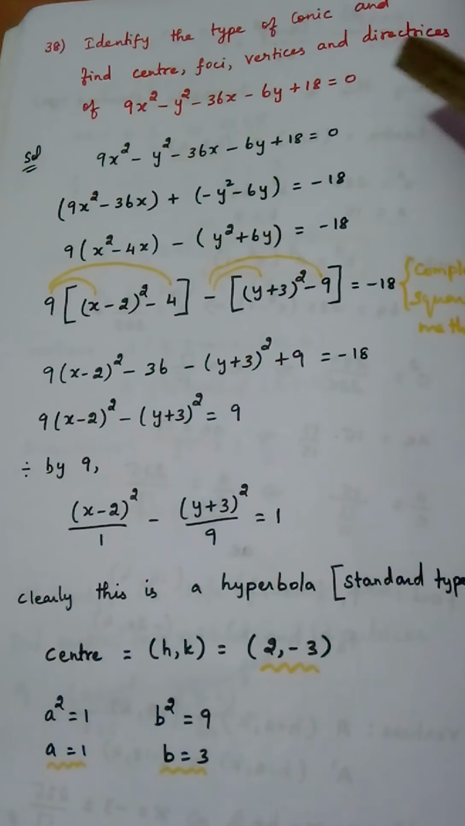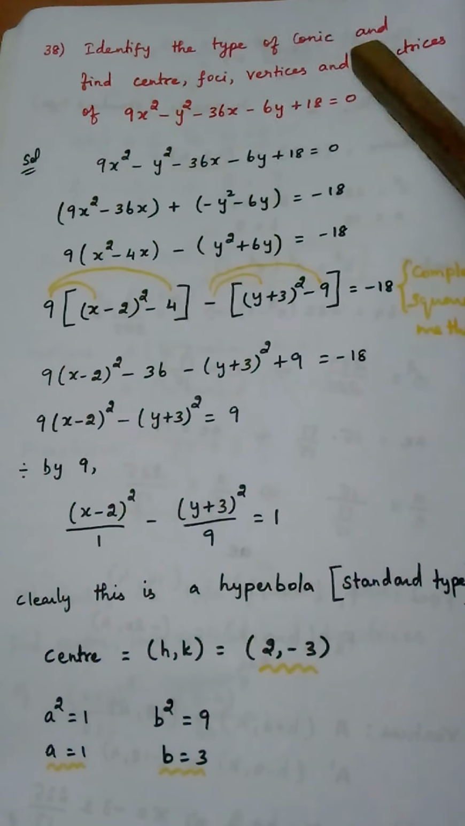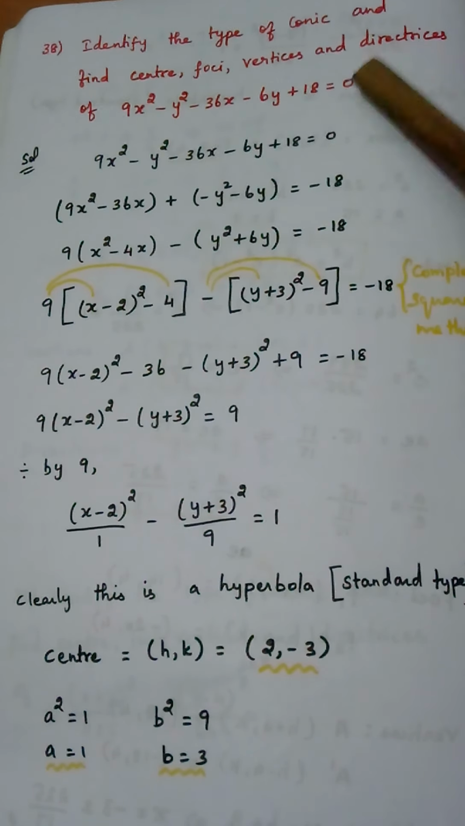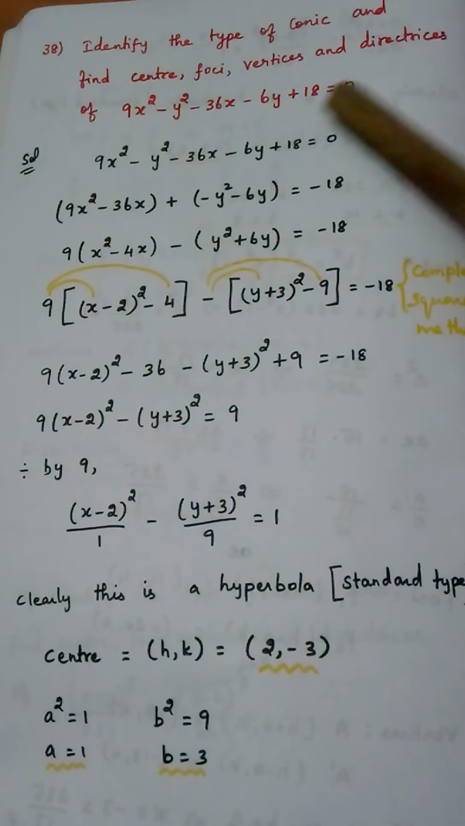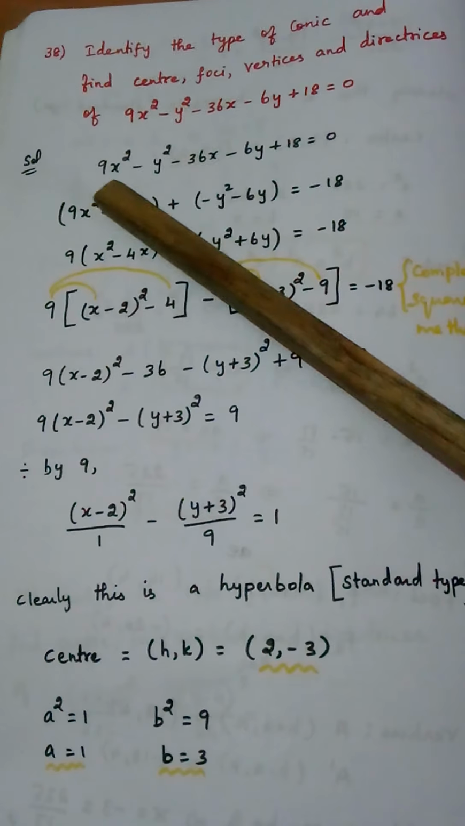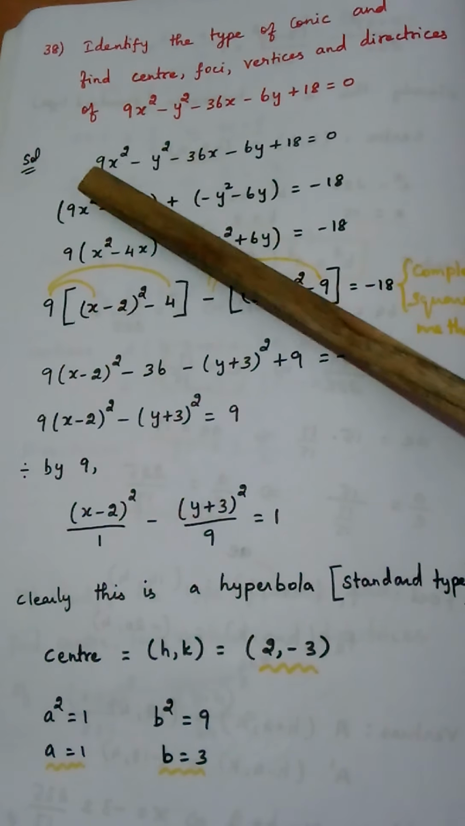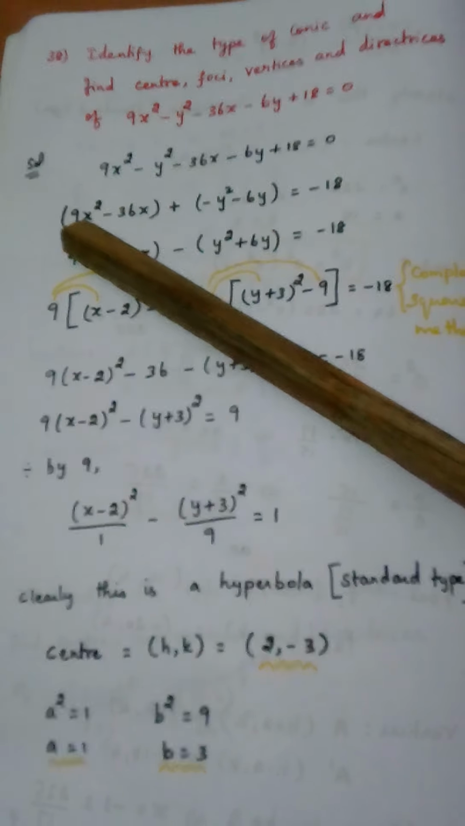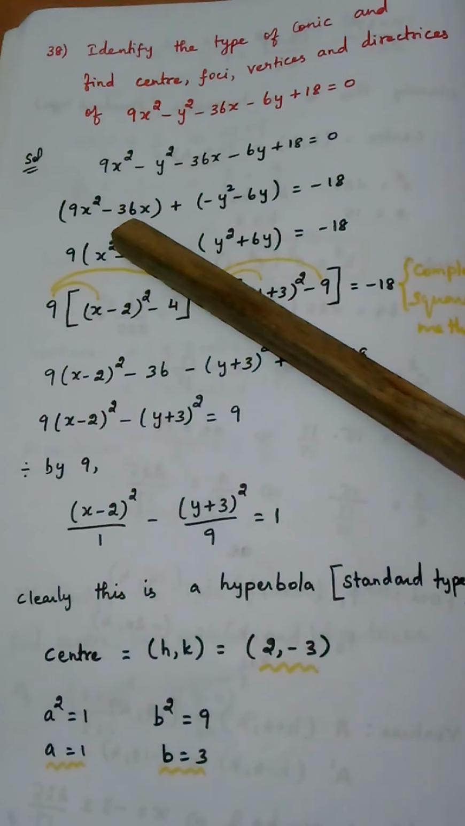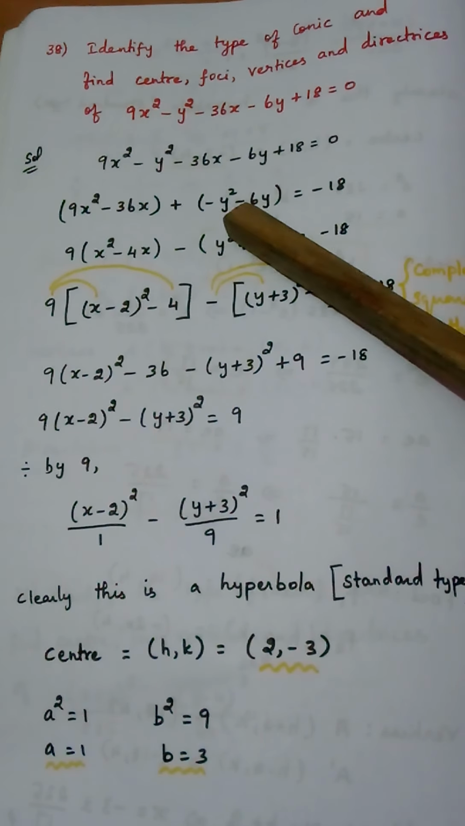So how are we going to do it? The question is familiar for us: identify the type of conic and find center, foci, vertices, directrices. This question is familiar, but the equation is different. So how to start with this? This is the given equation, right? What I am doing is just combining the x square and x term. 9x square and 36x are combined here. Similarly, the y square and y term are combined here.